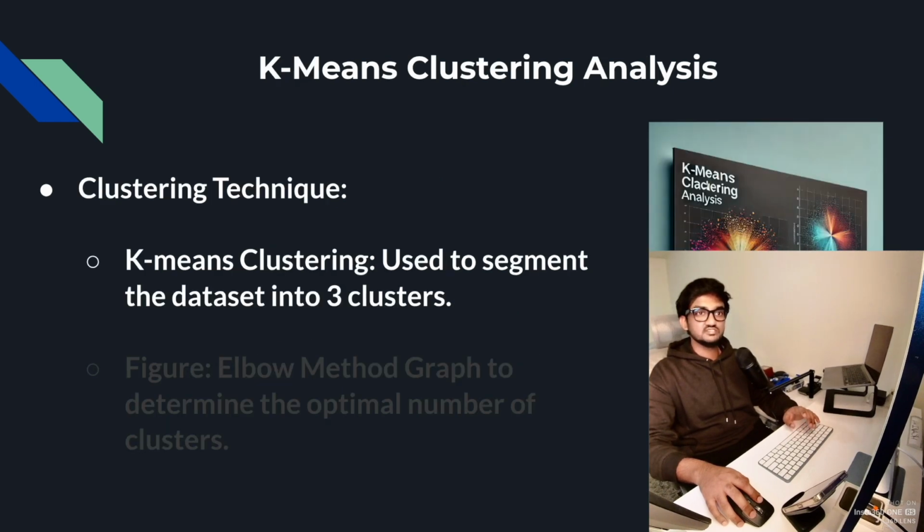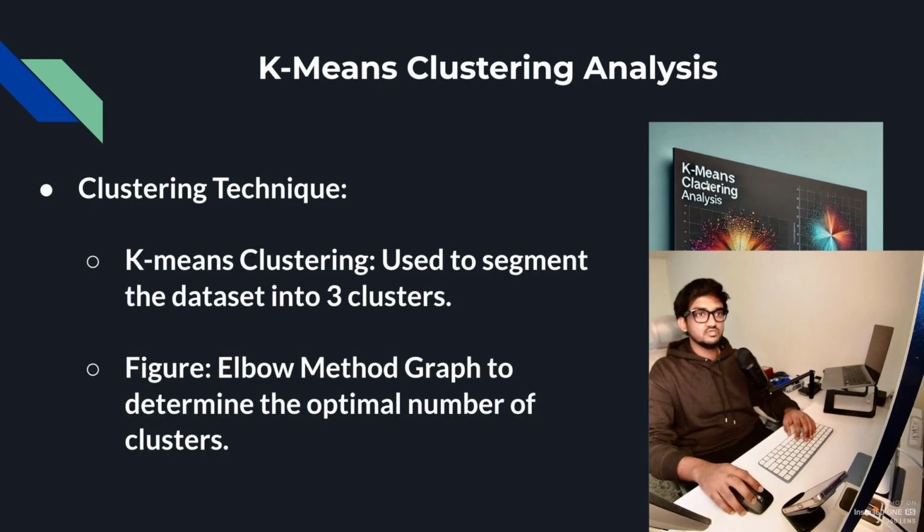For the analysis, I used K-means clustering, which is an unsupervised learning technique used to segment data into clusters. Using the elbow method, I identified that 3 clusters would be the optimal number for this dataset. This allows me to group the buildings into distinct categories based on their characteristics. Here is the elbow graph that helps me determine the optimal number of clusters.